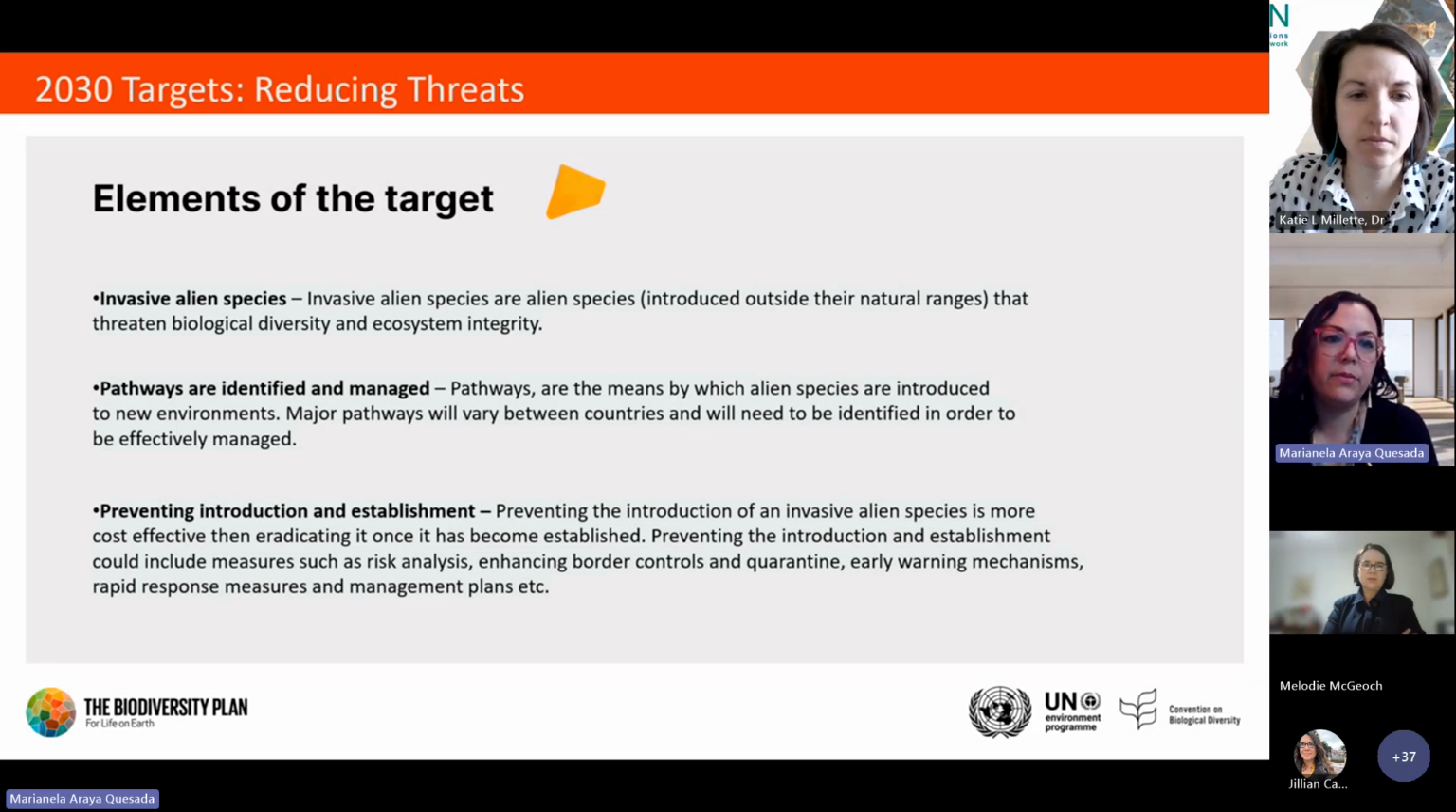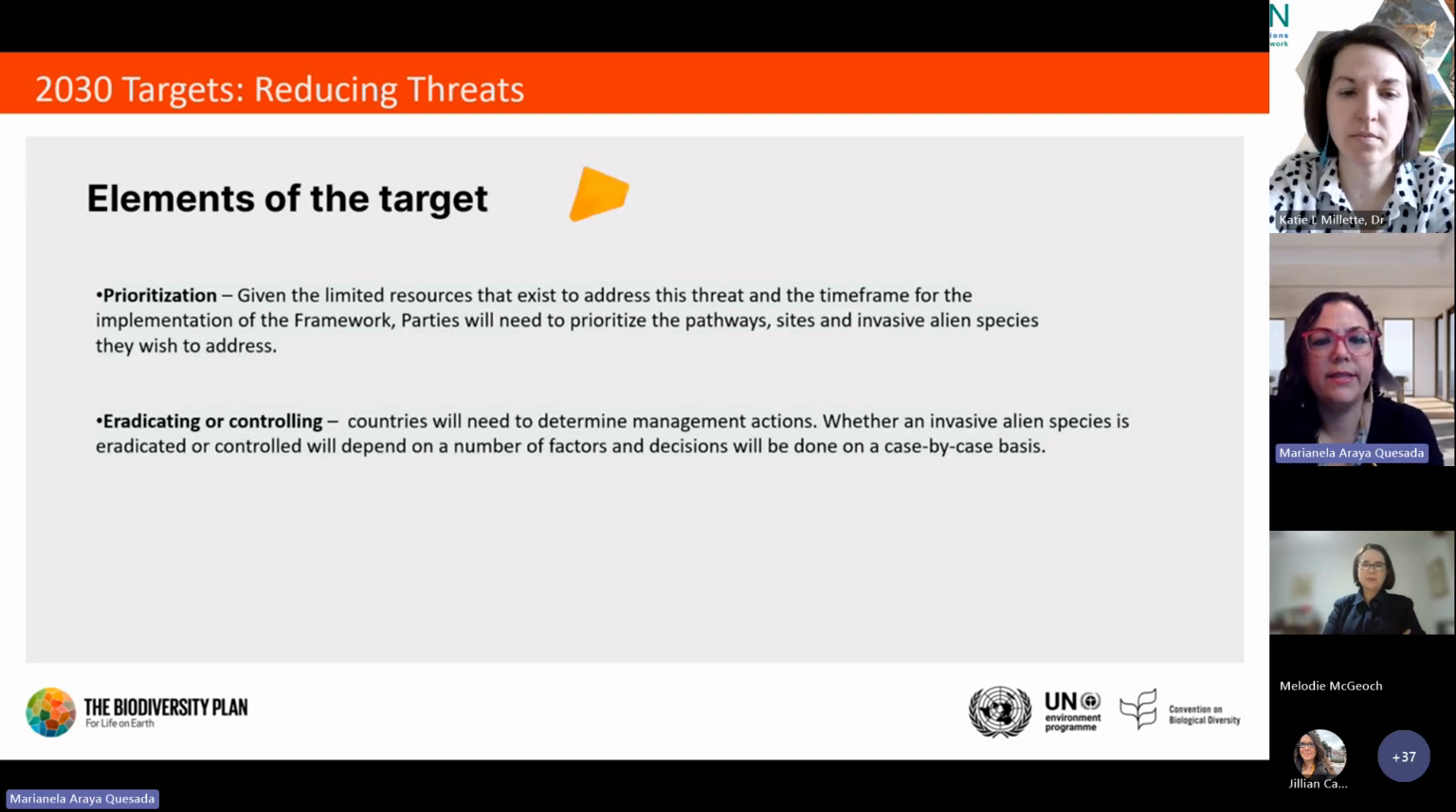Then another element from the target is preventing the introduction and establishment. Preventing the introduction of an invasive alien species is way more cost effective than eradicating the species once it has become established. So to do that, we can use different methods. We can use risk analysis, enhancing border control and quarantine measures, early warning mechanisms, rapid response measures, and management plans, among many others.